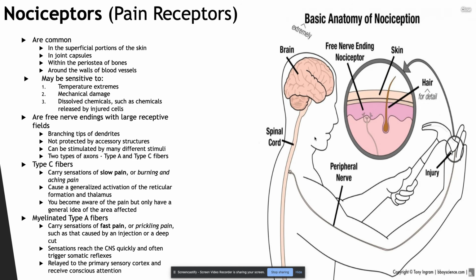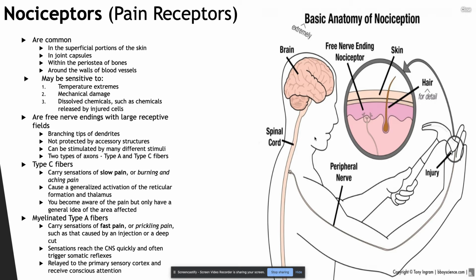So pain receptors are especially common in the superficial portions of the skin and joint capsules, within the periostea of bones and around the walls of the blood vessels. Other deep tissues and most visceral organs have few pain receptors, and pain receptors are free nerve endings with large receptive fields. As a result, it's often difficult to determine the exact source of a painful sensation.